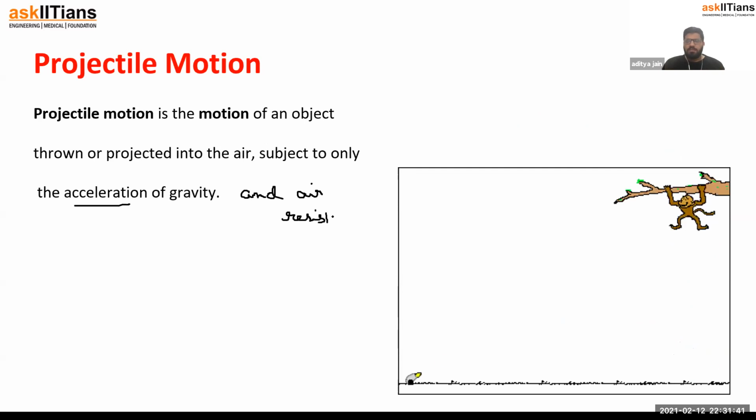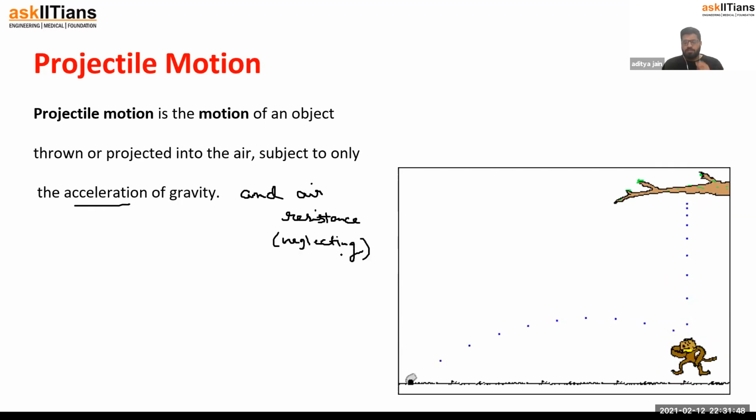But the thing is that we are neglecting air resistance. We are neglecting the effect of air resistance on these bodies, because we can't calculate the exact value of air resistance, and its effect is not very significant for the general bodies we are dealing with, which move near the surface of the Earth. So the effect of air resistance can be neglected near the surface of the Earth. That's why we are neglecting air resistance.